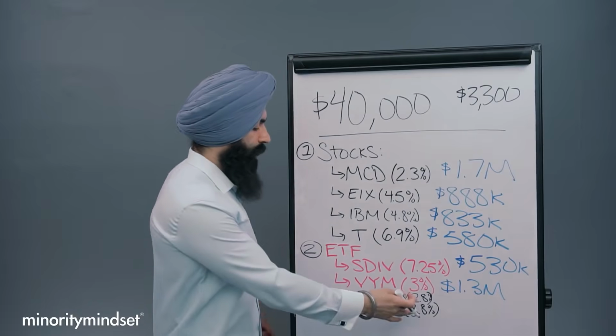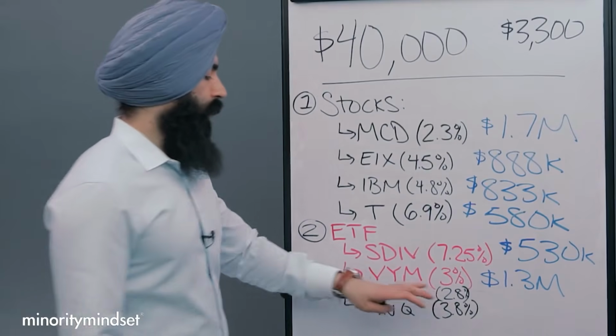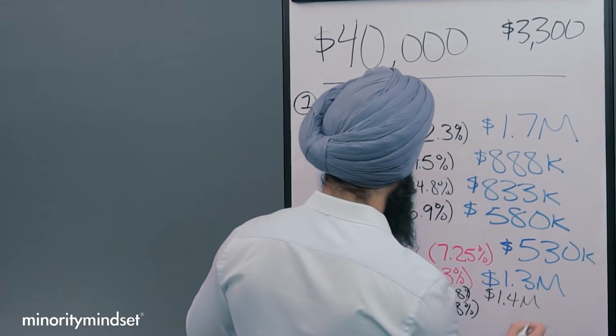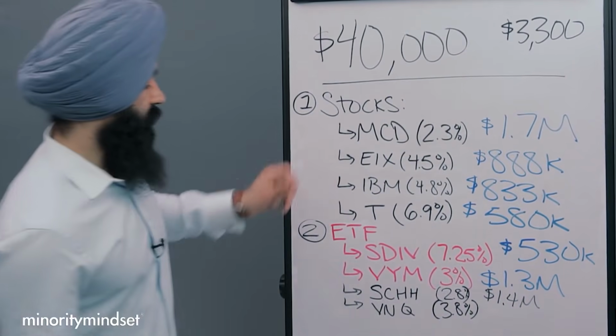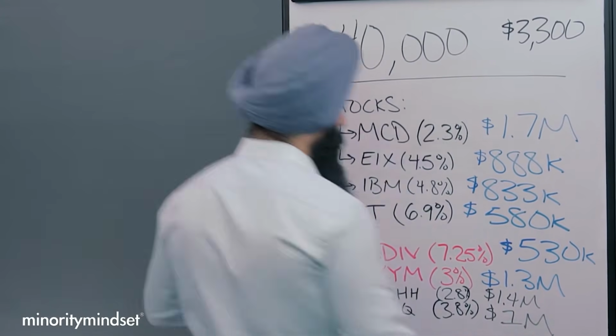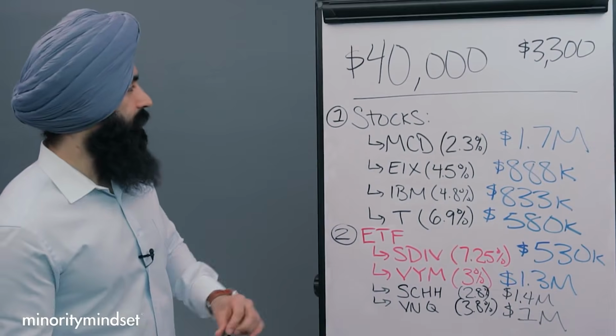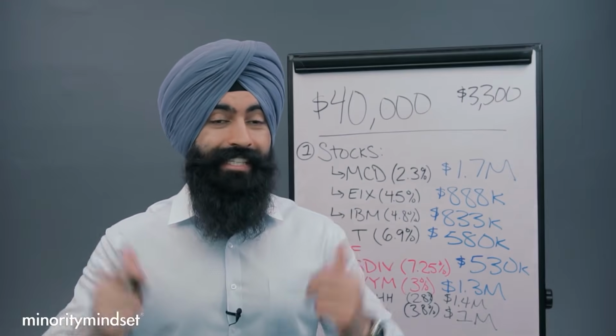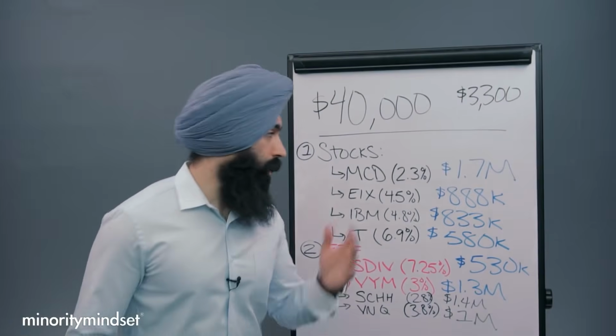But SCHH right now, at the time of recording this video, is paying 2.8% a year, which means you'd have to pay right around $1.4 million today in order to get this $40,000 a year. And with VNQ, you would have to invest right around $1 million today in order to get this $40,000 a year passively.